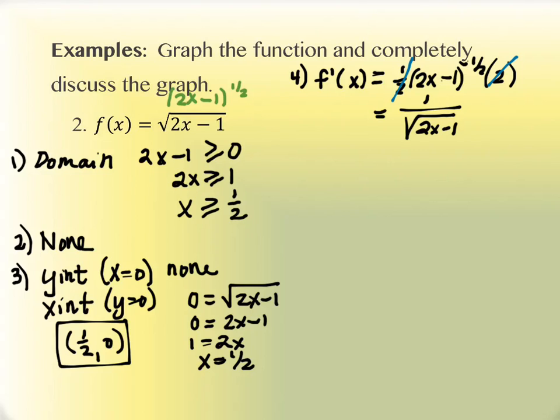Now normally I want to set this equal to 0 or equal to does not exist. Well, what happens if I try to set this equal to 0? 1 doesn't equal 0. Yeah, so really when I've got a fraction, I look at where the numerator is equal to 0, right? And my numerator here is just 1, and there's no way to make that 1 equal to 0. So I don't get anything from this piece, that is from setting y, the function, equal to 0.